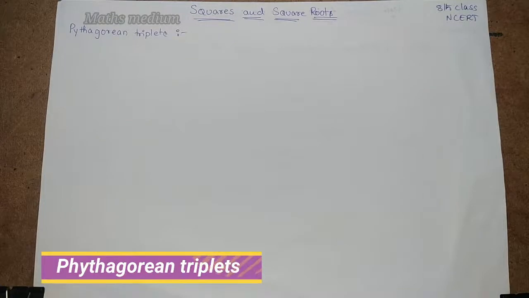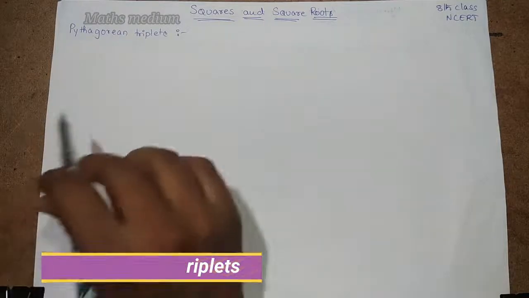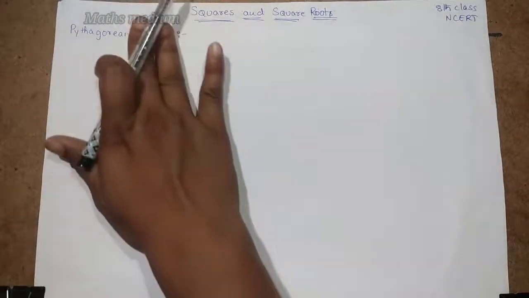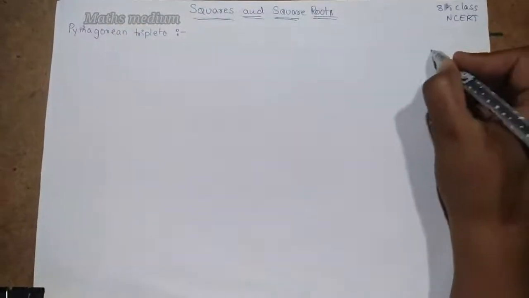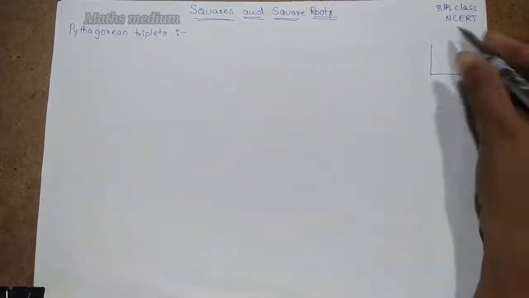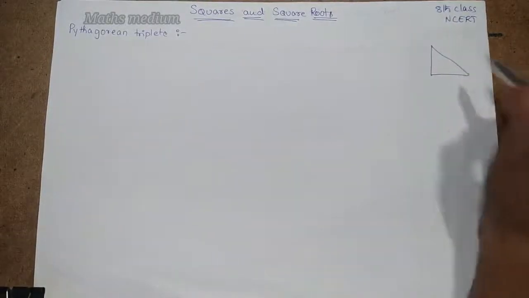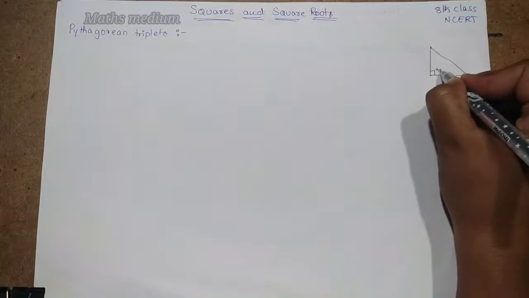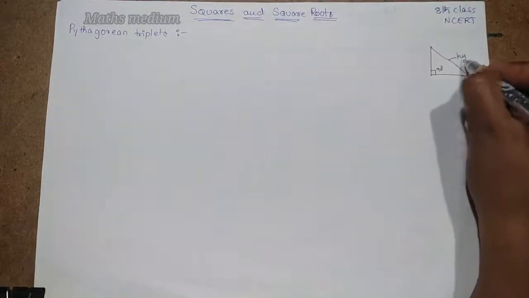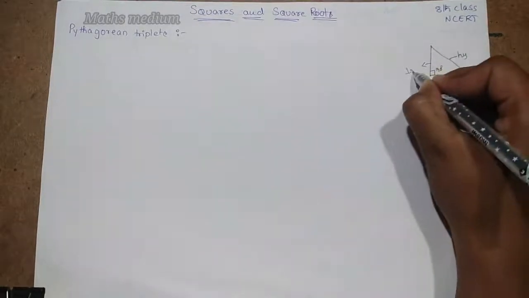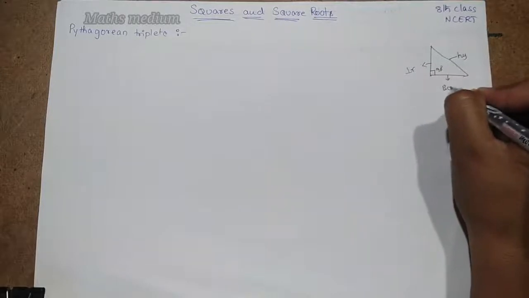Today I came with the topic that is Pythagorean Triplets from Squares and Square Roots, 8th class NCERT. Here we are going to discuss the Pythagorean triplets. Apart from triplets, we know the Pythagoras. It means there is a hypotenuse opposite to the right angle in a triangle. This is 90 degrees. This is the hypotenuse. This is the perpendicular leg and this is the base.